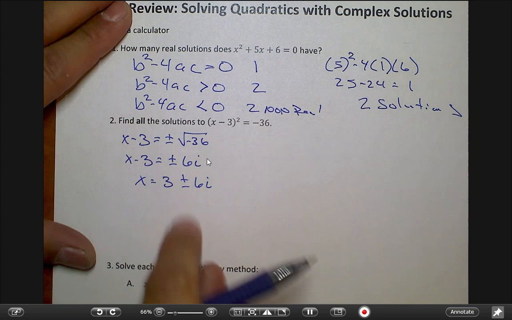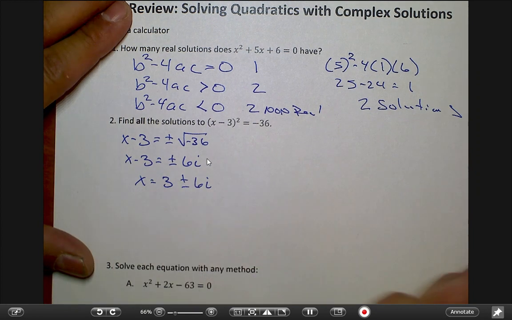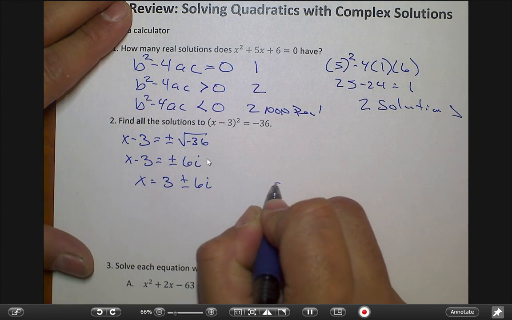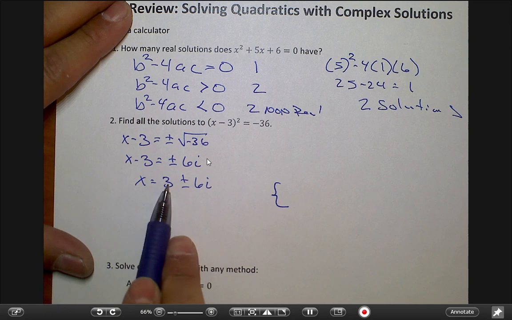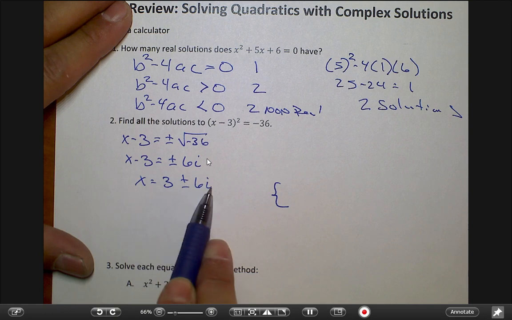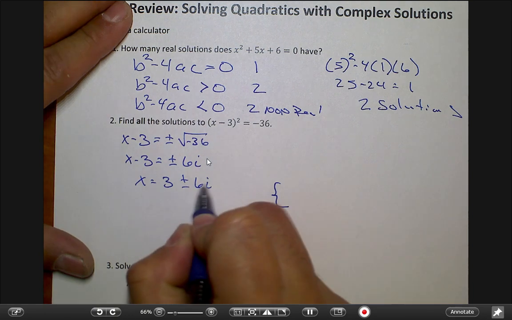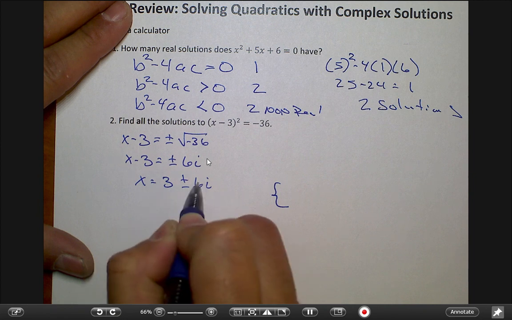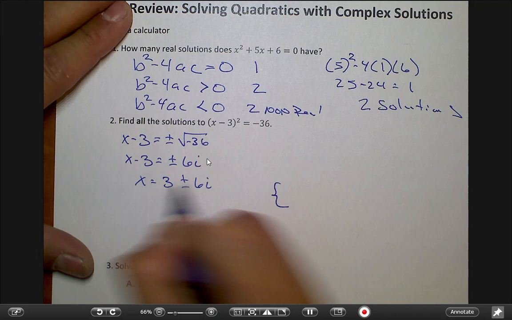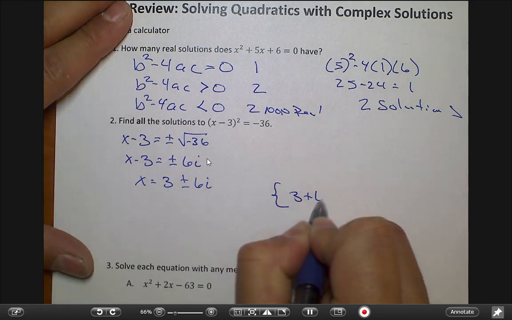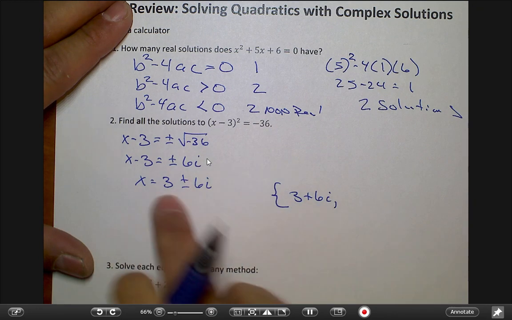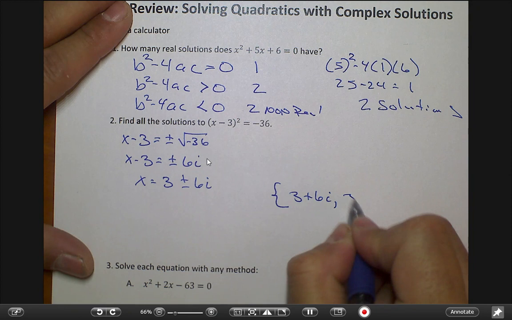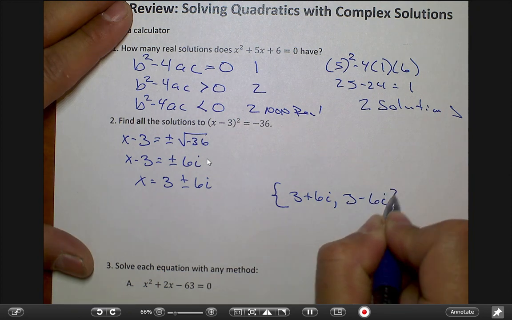And now my 2 solutions out of this. I'm going to write it in set notation. So it's 3 plus 6i. The i is imaginary, 3 is real. So the 6i is the complex part, 3 is the real part. I really can't combine them, I just write them out. So 3 plus 6i, comma, and now my next one, which is 3 minus 6i.